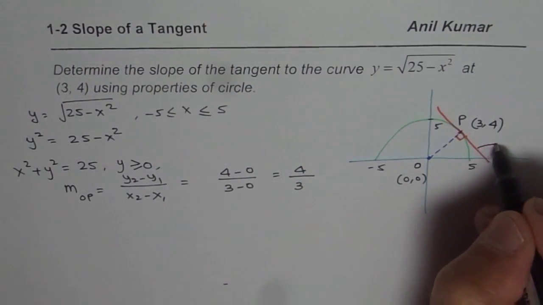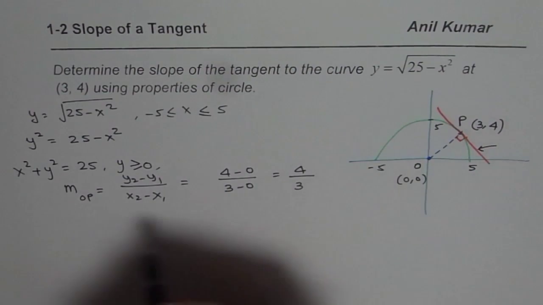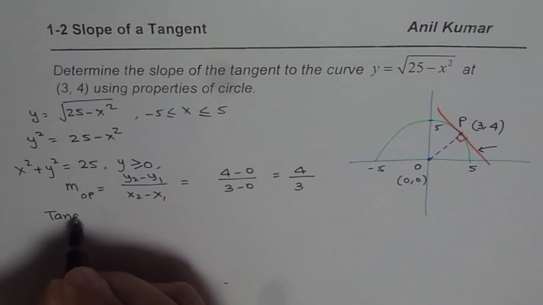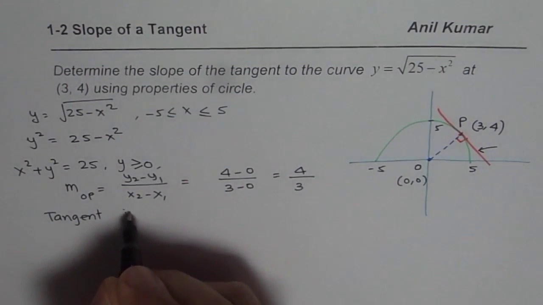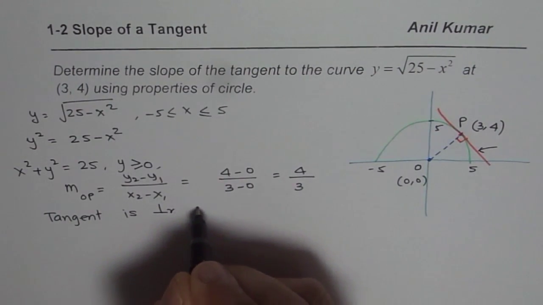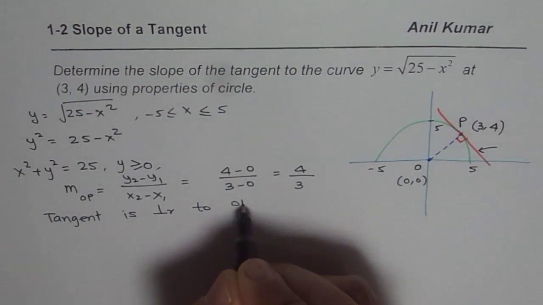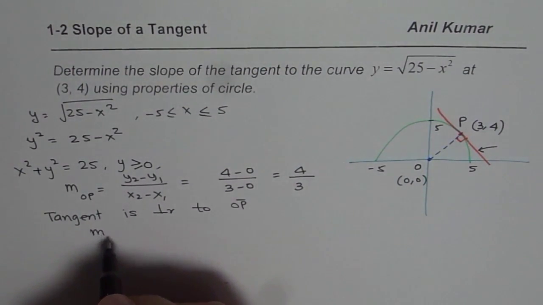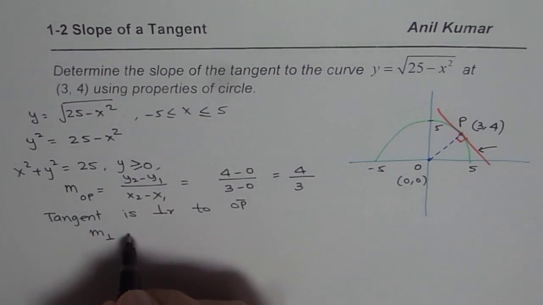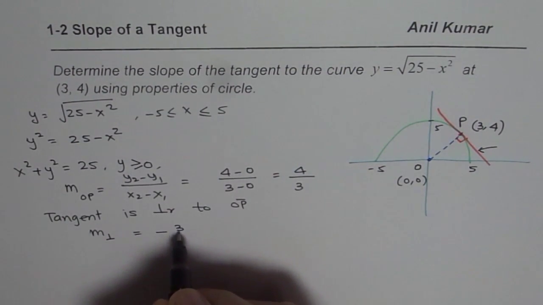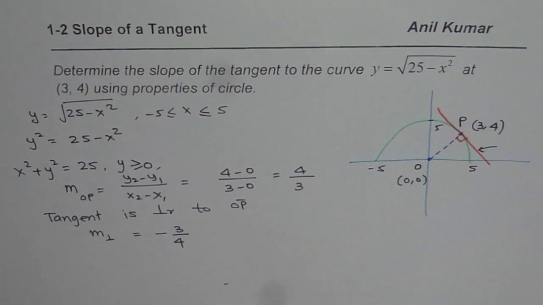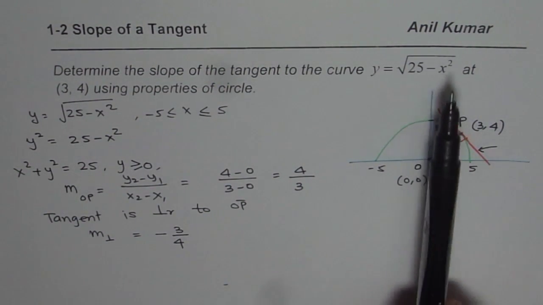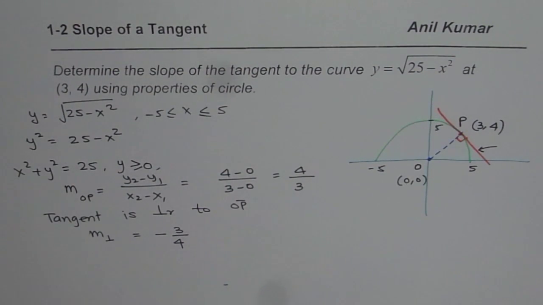Now, since the tangent should be perpendicular to OP, right? So we know the tangent is perpendicular to OP. So the slope of the tangent will be the negative reciprocal, which is minus 3 over 4, correct? So that is how you could find the slope of the tangent at a given point on this function, right? So that is how you should be doing it.